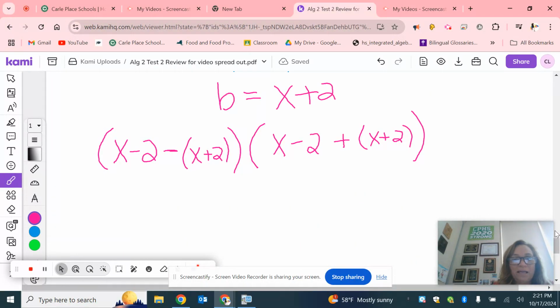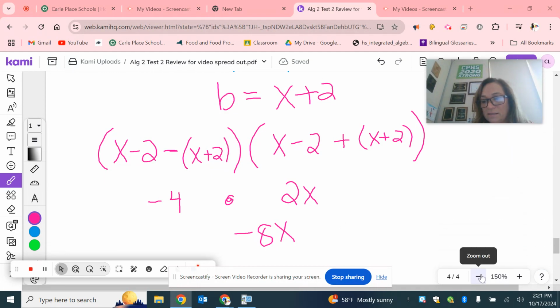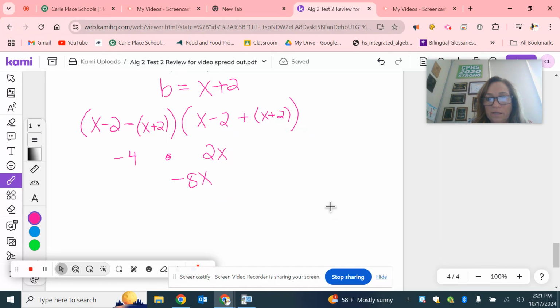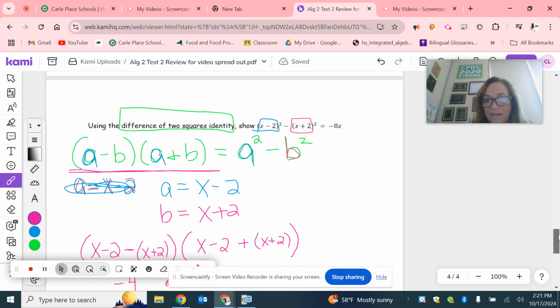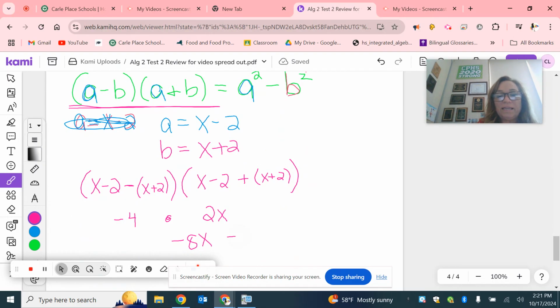Okay, so x minus x would be 0. Negative 2 minus 2 would be negative 4. Okay, x plus x would be 2x. And negative 2 plus 2 is 0. So remember that means times. So this is negative 8x. Did it work? Let me scroll. I gotta move my face and just zoom in and see. Did it work? Negative 8x. Did I get negative 8x? Yes, it worked. So you would say negative 8x equals negative 8x. It is true.